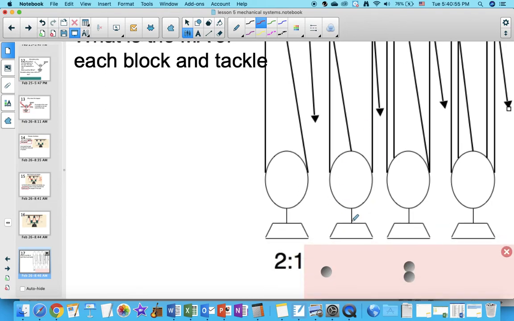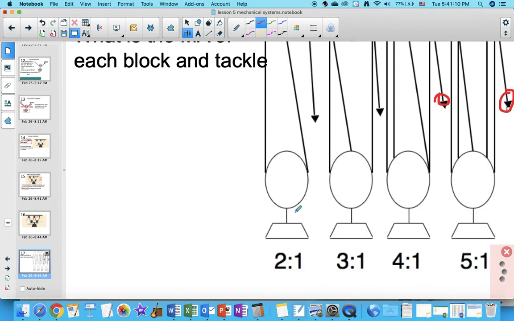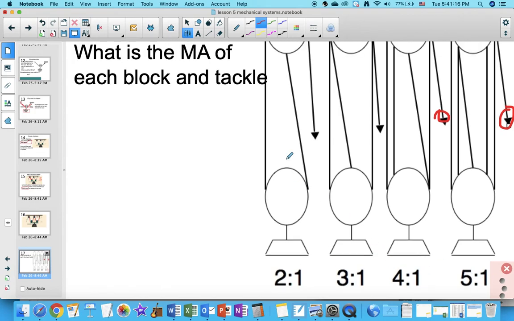1, 2, 3. The mechanical advantage of 3. Mechanical advantage of 4. Mechanical advantage of 5, because 1, 2, 3, 4, not including this one. 1, 2, 3, 4, 5. Again, not including this one. So each one of these has its respective mechanical advantage calculated by counting the number of ropes that support the load.